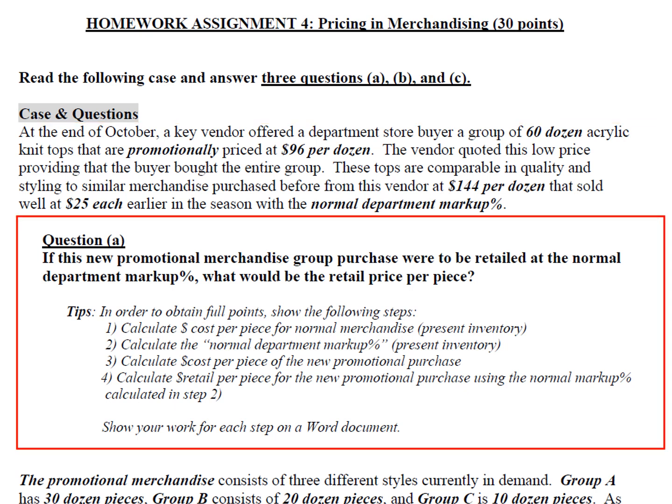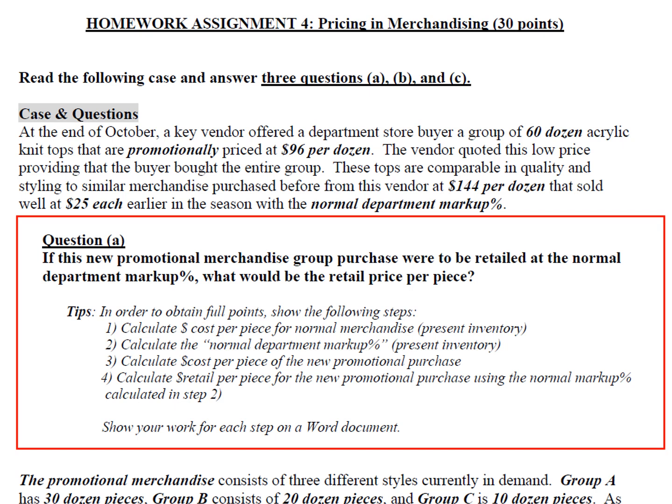Now, given this information, question A is asked. If this new promotional merchandise group purchase were to be retailed at the normal departmental markup percent, what would be the retail price per piece? Now this vendor is offering this new merchandise at a very good, low cost, and if you buy it at this cost and then apply the normal departmental markup percent, how much would the retail price be? That's the question, right?